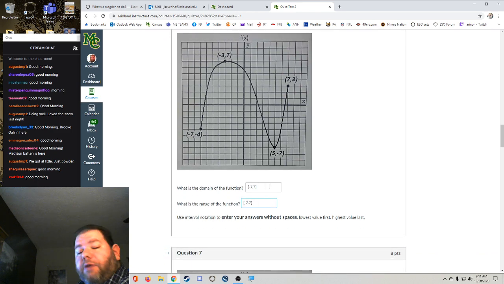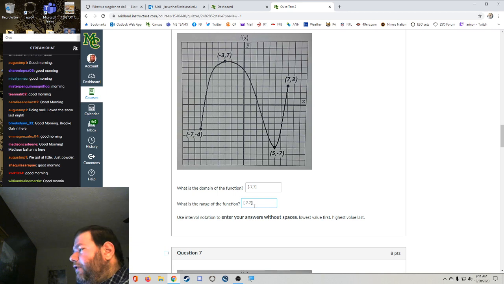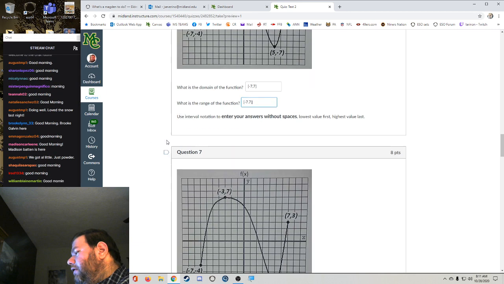You want to make sure we use brackets on each side. Some of you put parentheses. That's why it didn't auto-grade correctly. But I did give you most or all of the points back in some cases, if you had a space in there or something like that. Okay.